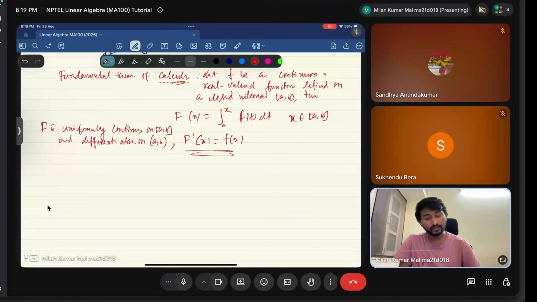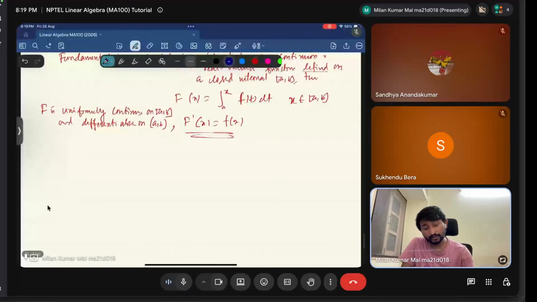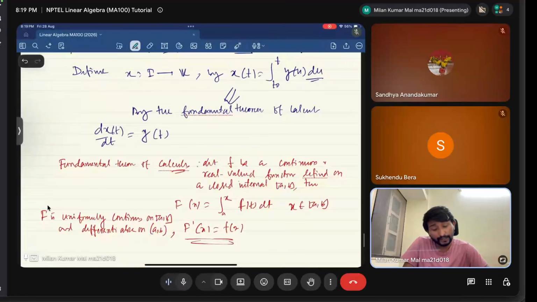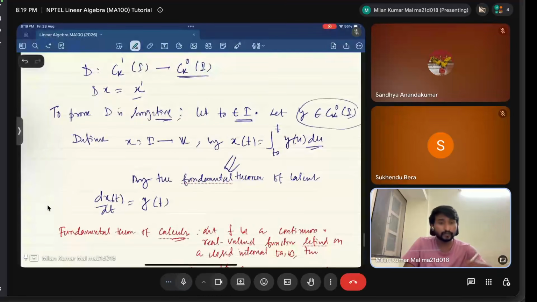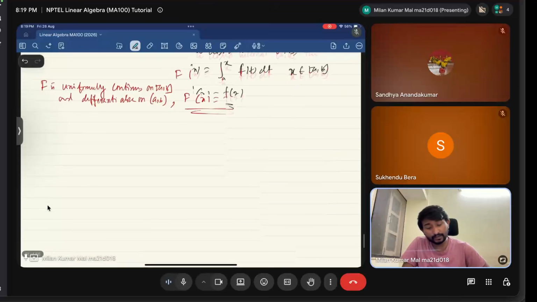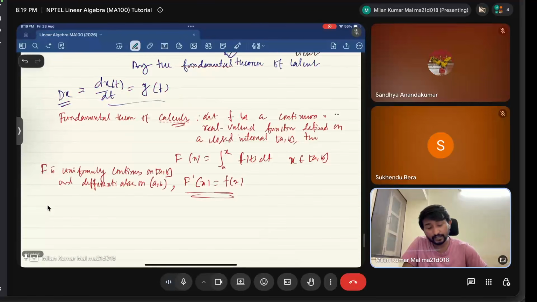Okay, this is what it is, and this happens. This is the fundamental theorem. That is what I have applied there. So that means for every y in C naught k, we have a function x whose image under T is equal to D of x. So this says D is surjective.